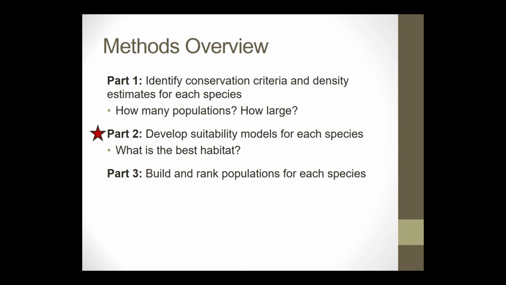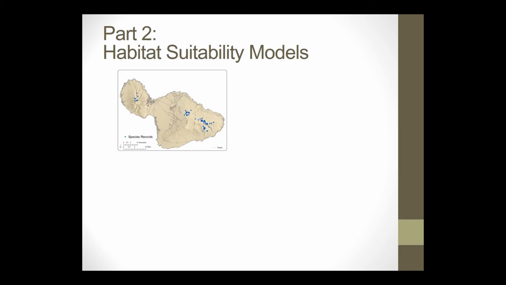So once we have the conservation criteria and the density, now we need to figure out where in the landscape we want these populations. And so here we're using habitat suitability models or species distribution models, and I'm sure many of you are familiar with these. They're fairly common now. I'm not going to go into detail about how we do them, I'm just going to talk about it briefly and cover some details about how we do it.